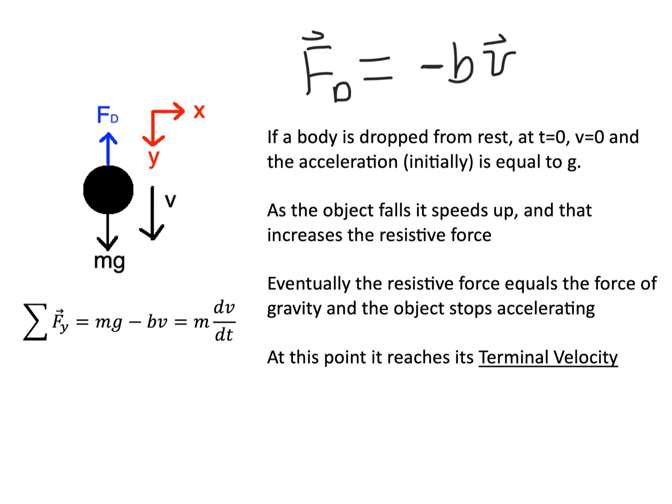Its velocity stops changing. And so what we're going to see is that the velocity is going to get bigger and bigger, but the rate at which it's getting bigger is going to slow down. And eventually, it's going to stop getting bigger, and you'll reach the final velocity, which is constant. And that final constant velocity is known as the terminal velocity.